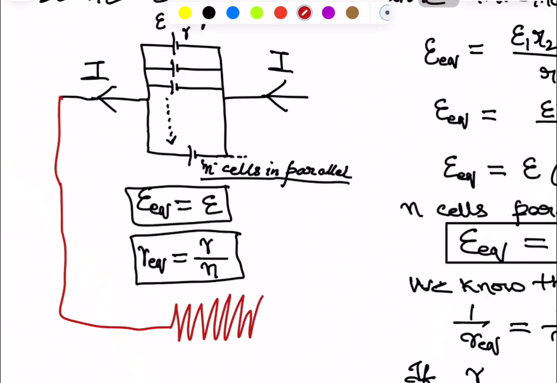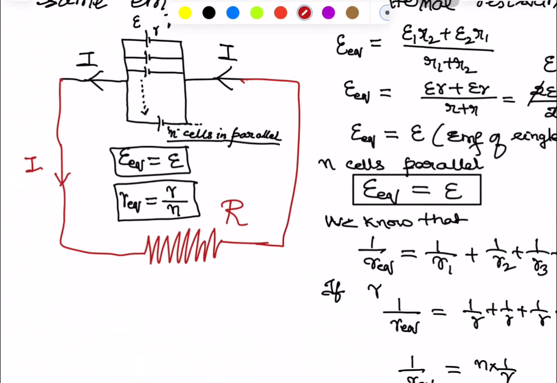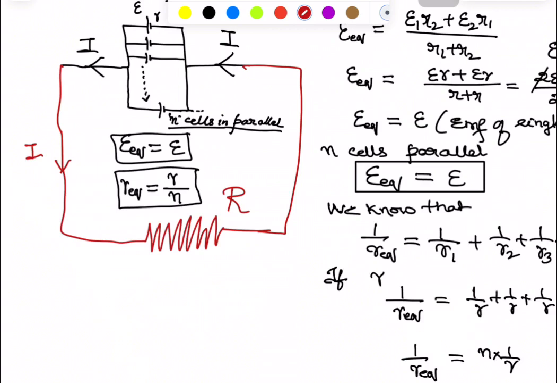This combination of n cells in parallel, each having the same EMF and internal resistance, are connected to an external circuit R, and it sends the current I. Now, we have to write the expression for the current of this parallel combination.